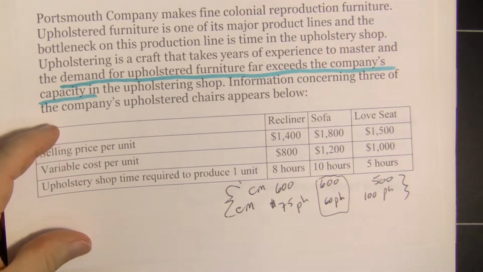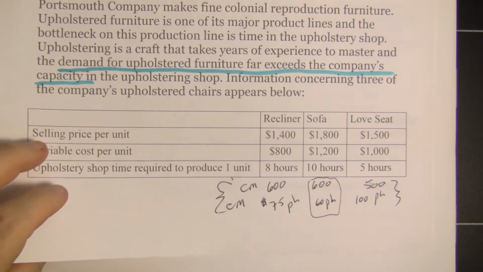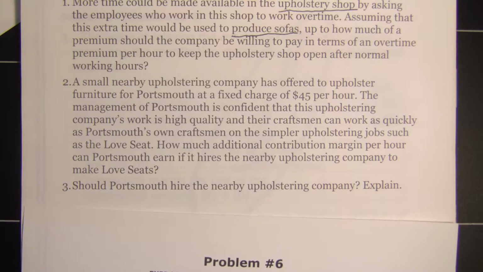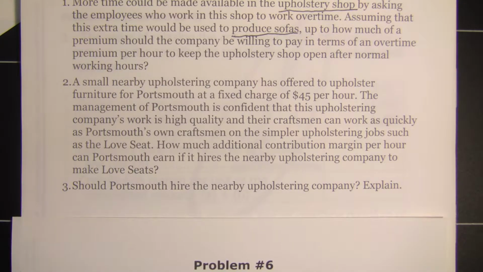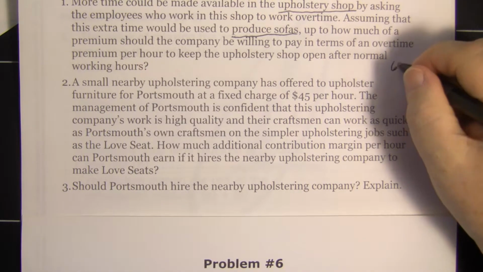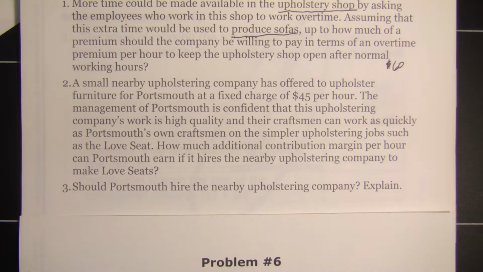So we make $60 per hour of contribution margin in the upholstery shop when we're making sofas. How much of a premium would they be willing to pay to keep the shop open? $60. Anything up to $60 makes sense. Anything over $60 doesn't. If it costs them $59 to keep the upholstery shop going to make a sofa, it's $1 more to their contribution margin. If it's $61, close on time.